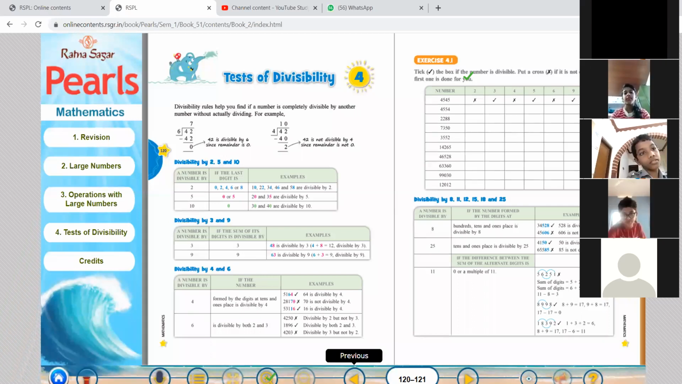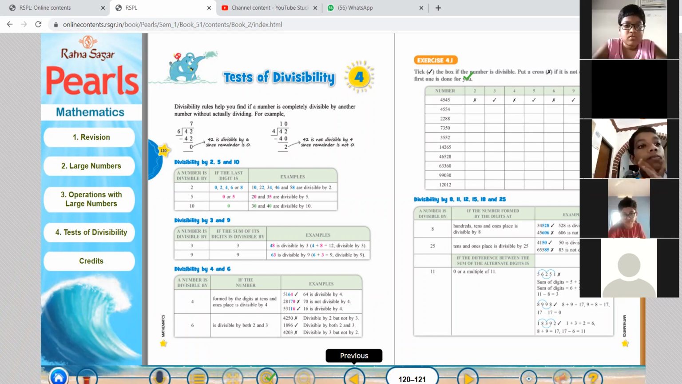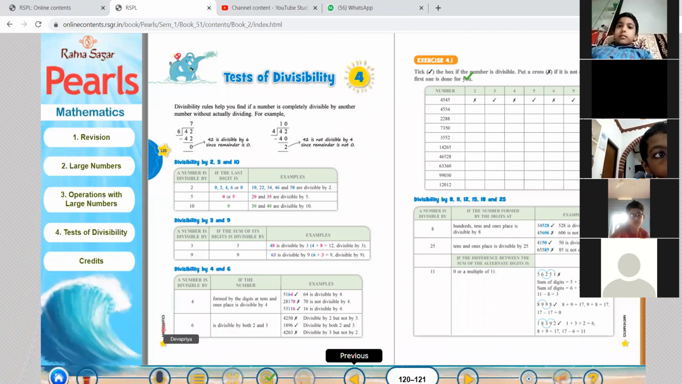And a number is divisible by 4 if the number formed by the digits at tens place and ones place is divisible by 4. That is, if the last two digits are divisible by 4, then what can we say? The number is divisible by 4. And similarly, the divisibility by 6. A number is divisible by 6 if it is divisible by both 2 and 3.